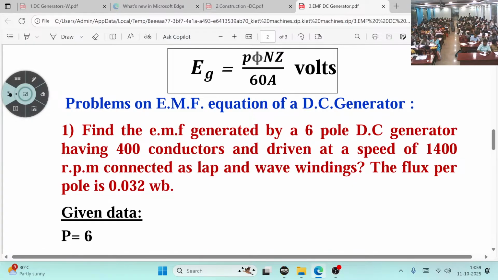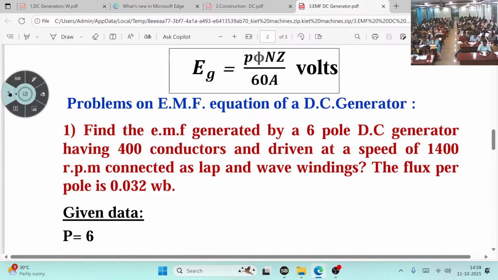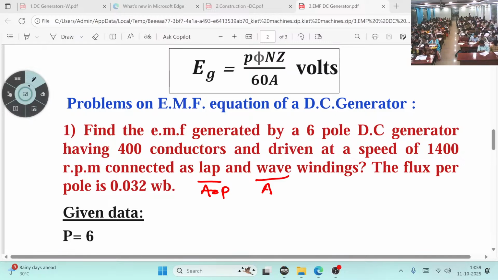First case, A is equal to P. Second case, A is equal to 2. For lap winding, A is equal to P. For wave winding, A is equal to 2. So this is case 1 and case 2. Okay, what are the given data now?